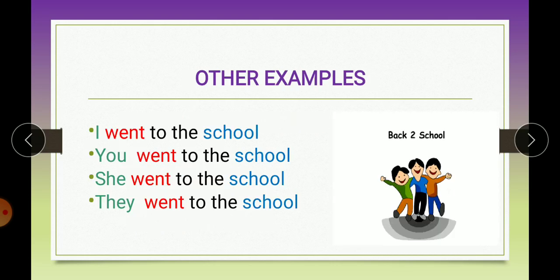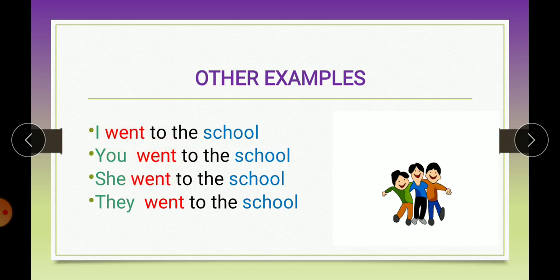Other examples: I went to the school. So I is subject, went is the second form of verb, and what is the base form? Base form is go. So go, went. Went is the past form. To the school. So you went to the school, she went to the school, they went to the school. So it is I, that is subject, and it is always having the second form of the verb.